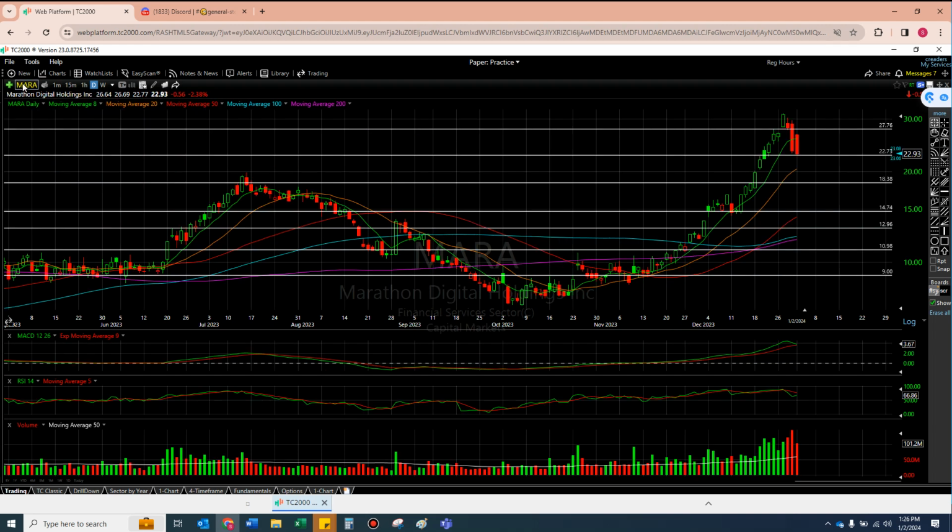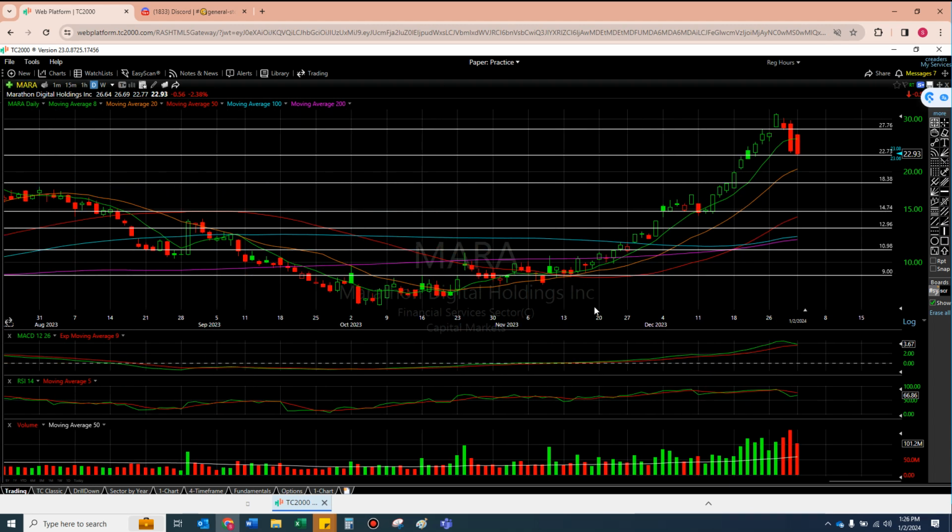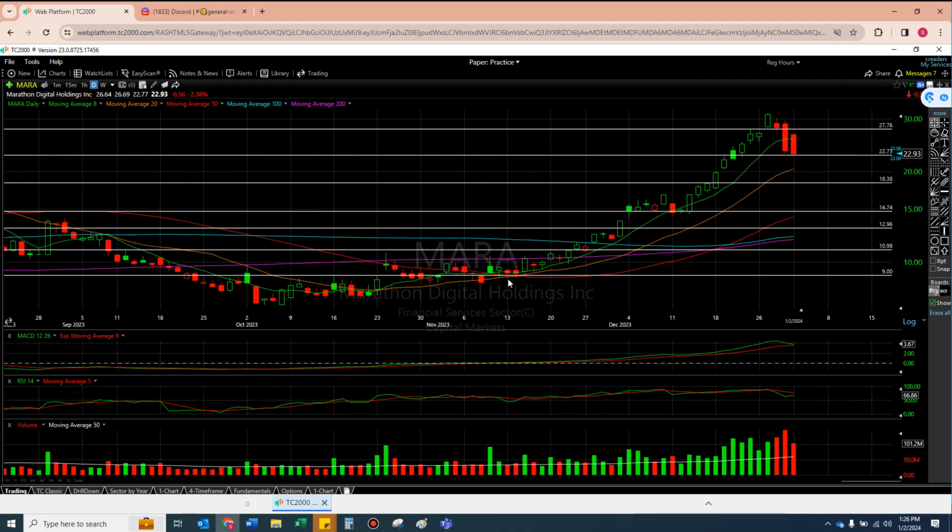Otherwise, let's take a look at Marathon. Okay, listen. Marathon is a beautiful example of break all 5 and fly. All right. From right here, it was so easy to be so bullish. This thing made a move and a half, to say the least. All right.